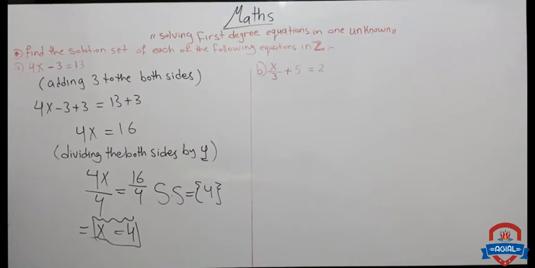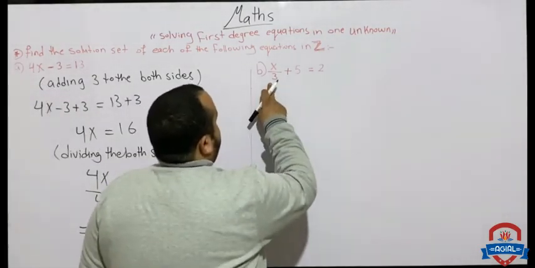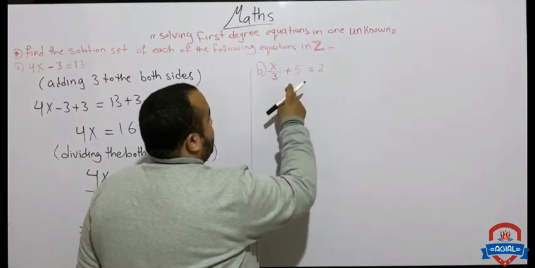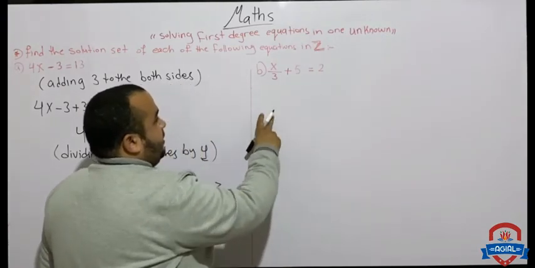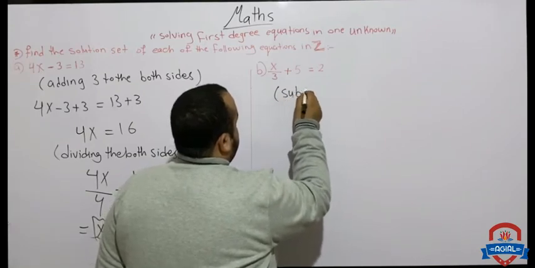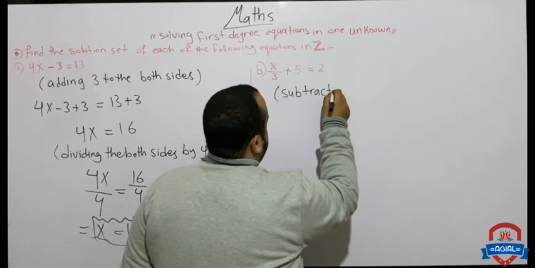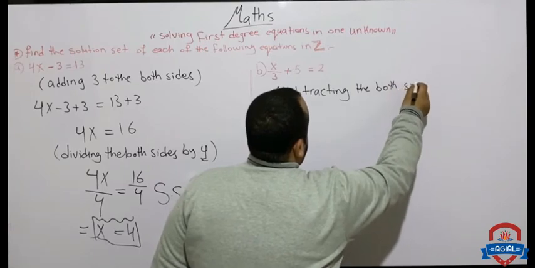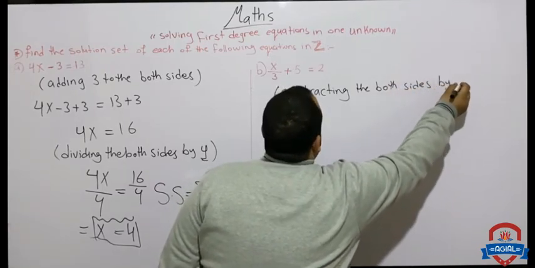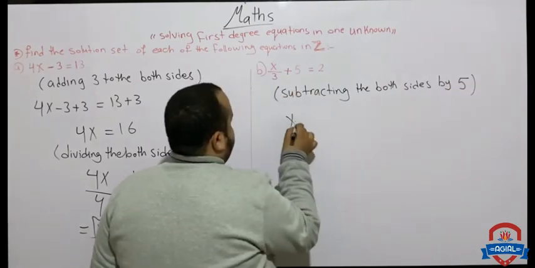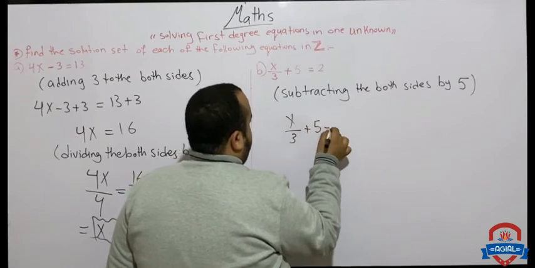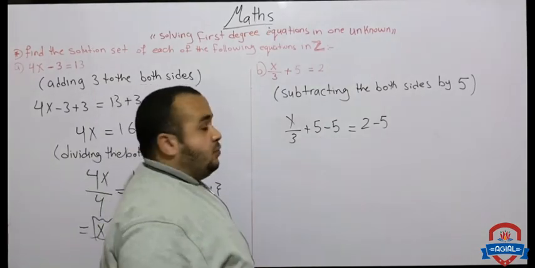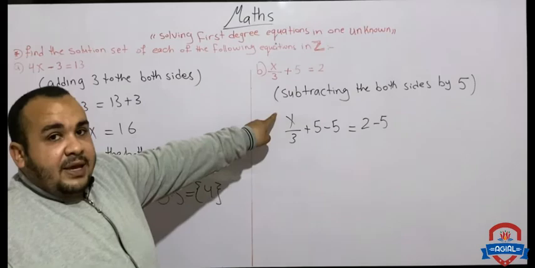And now, what about equation b? To solve equation b, x over 3 plus 5 equals 2, we have to subtract 5 from both sides and multiply both sides by 3. x over 3 plus 5 minus 5 equals 2 minus 5. 5 minus 5 equals 0. So the left hand side equals x over 3.